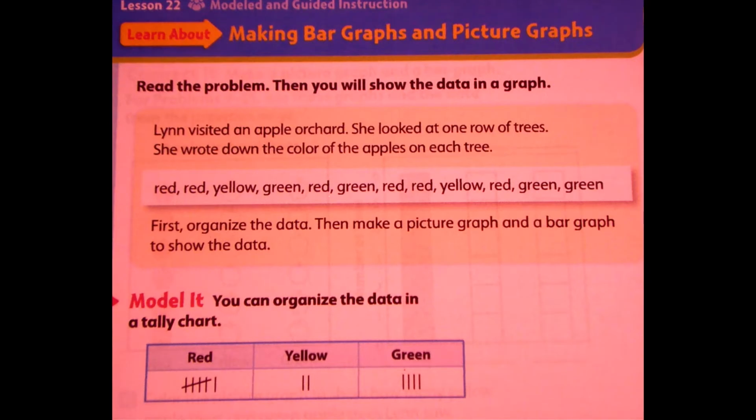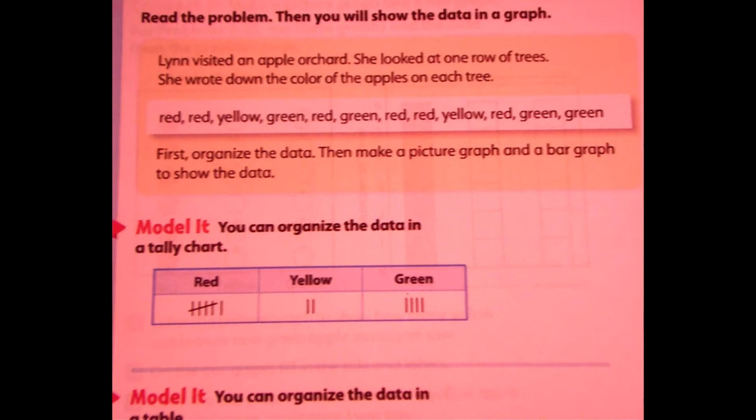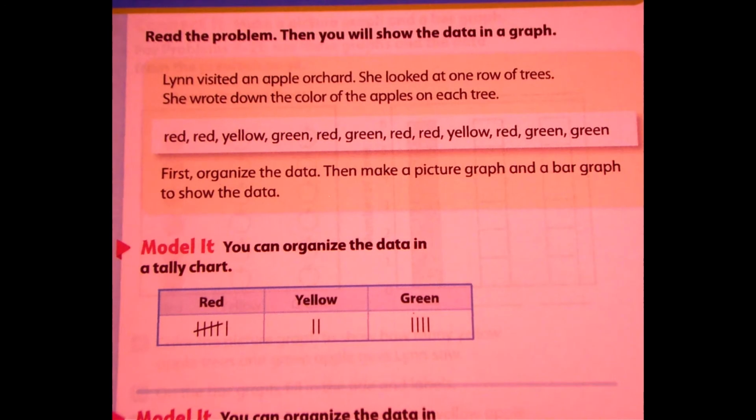So the first thing Lynn needed to do is to organize her data. So what she did is she made a tally chart here. Remember we looked at tally charts in the last lesson, and we said it was a good way to collect and write down your data or the information you receive before you develop your graph. Each color she wrote down represents the color of an apple tree that she saw in the row. So when we go to make our tally chart, how can you make sure that all the colors Lynn wrote down are recorded in the tally chart?